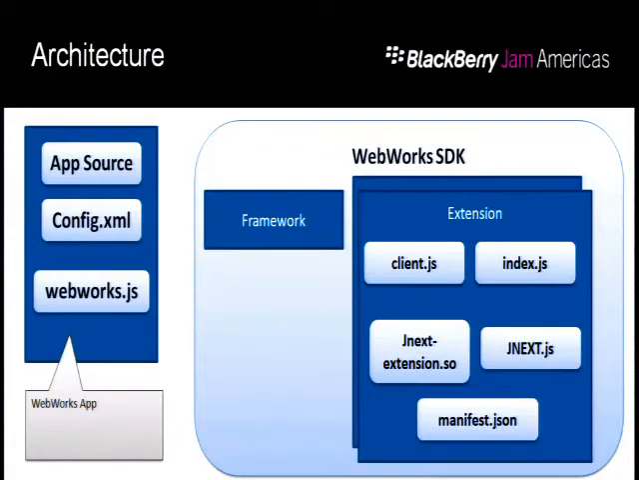Okay, on the right here, we have the framework. So over the next few slides, I'll be referring to the fact that the WebWorks SDK has two parts, essentially: framework and extensions, right? So the framework is responsible for all of the security features, whitelisting. It is responsible for loading native extensions.